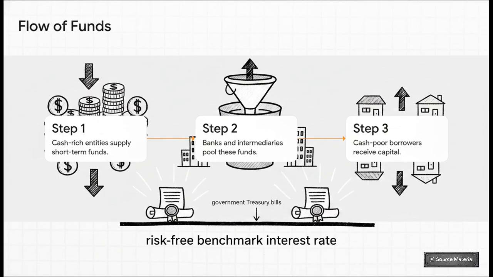And you know what drives the pricing of this entire massive flow? Government treasury bills. Because they are backed by the government, they carry the absolute lowest default risk, which provides the risk-free benchmark interest rate that literally dictates the price of everything else in the market.